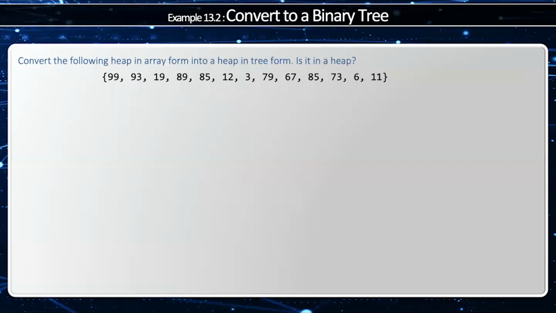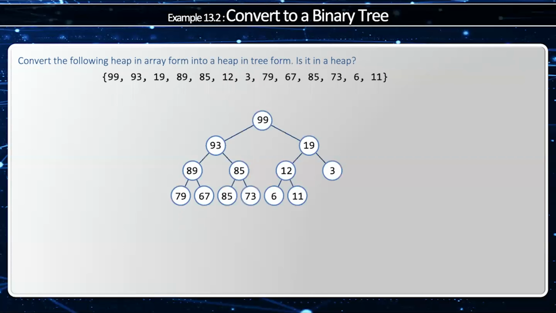Okay, let's convert this array representation of a heap into a binary tree. The first thing we're going to do is stick 99 at the root node, and then 93, 19, and then 89, 85, 12, and 3 as we go one level down, one level down, one level down. Now, I'm going to assign indices to each of the individual nodes to make things easier to understand, and I'll put the indices in our binary tree as well.